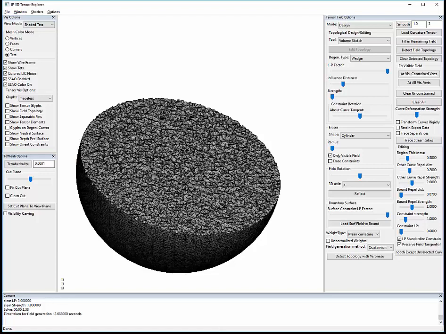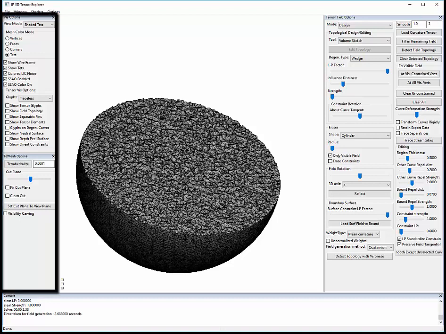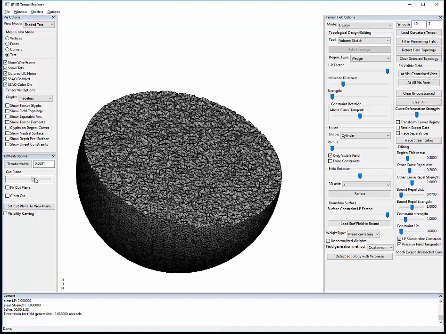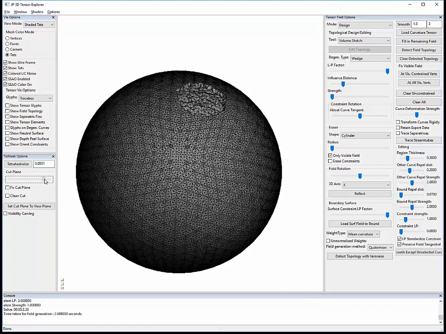In this work, we introduced a system by which tensor fields can be designed in tetrahedral volumes. Our user interface consists of visualization options, tensor design options, and a graphical display. The user can view the domain interior by adjusting a cutting plane.